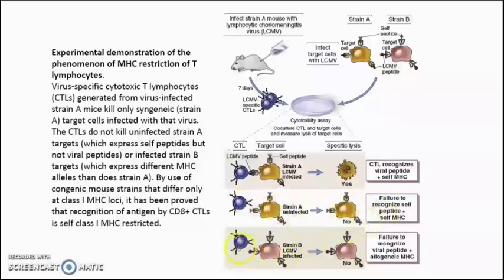Then strain B cells, infected by LCMV, are tested with the strain A T cells. The T cells of the model are not responding to the strain B cells.